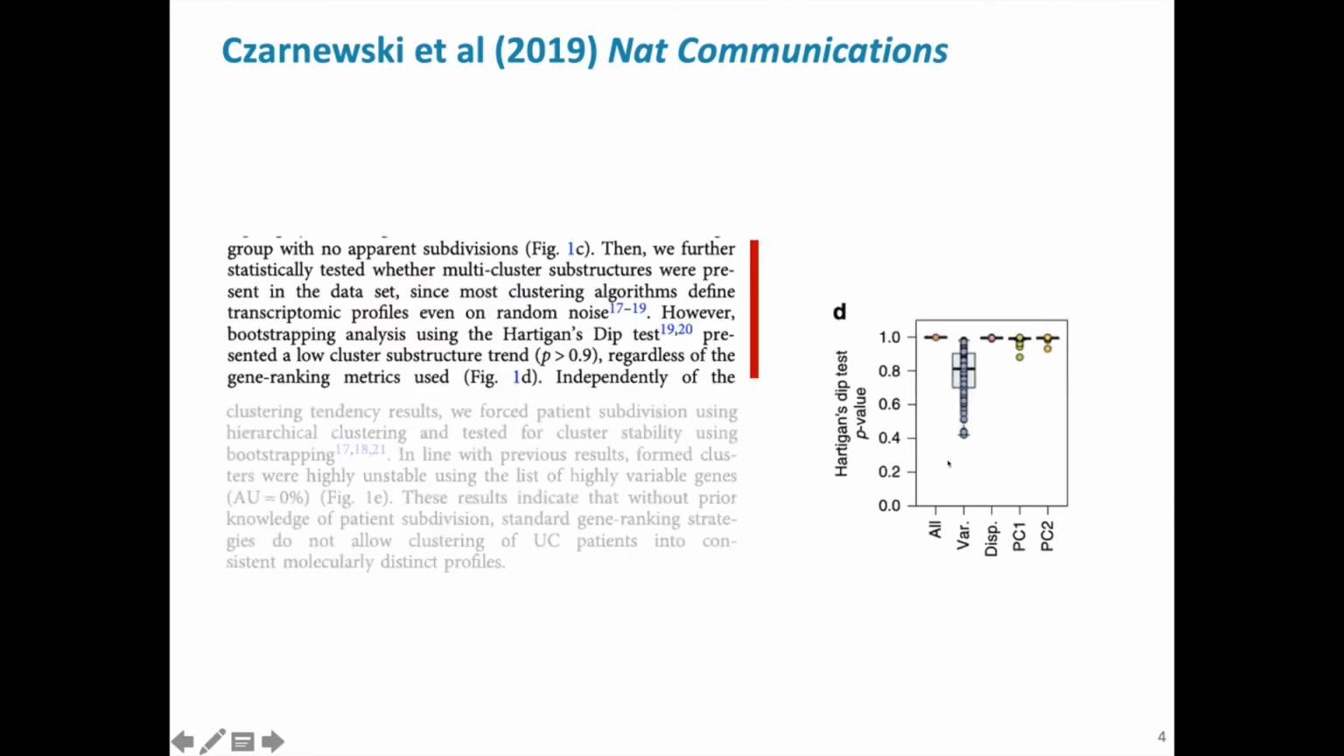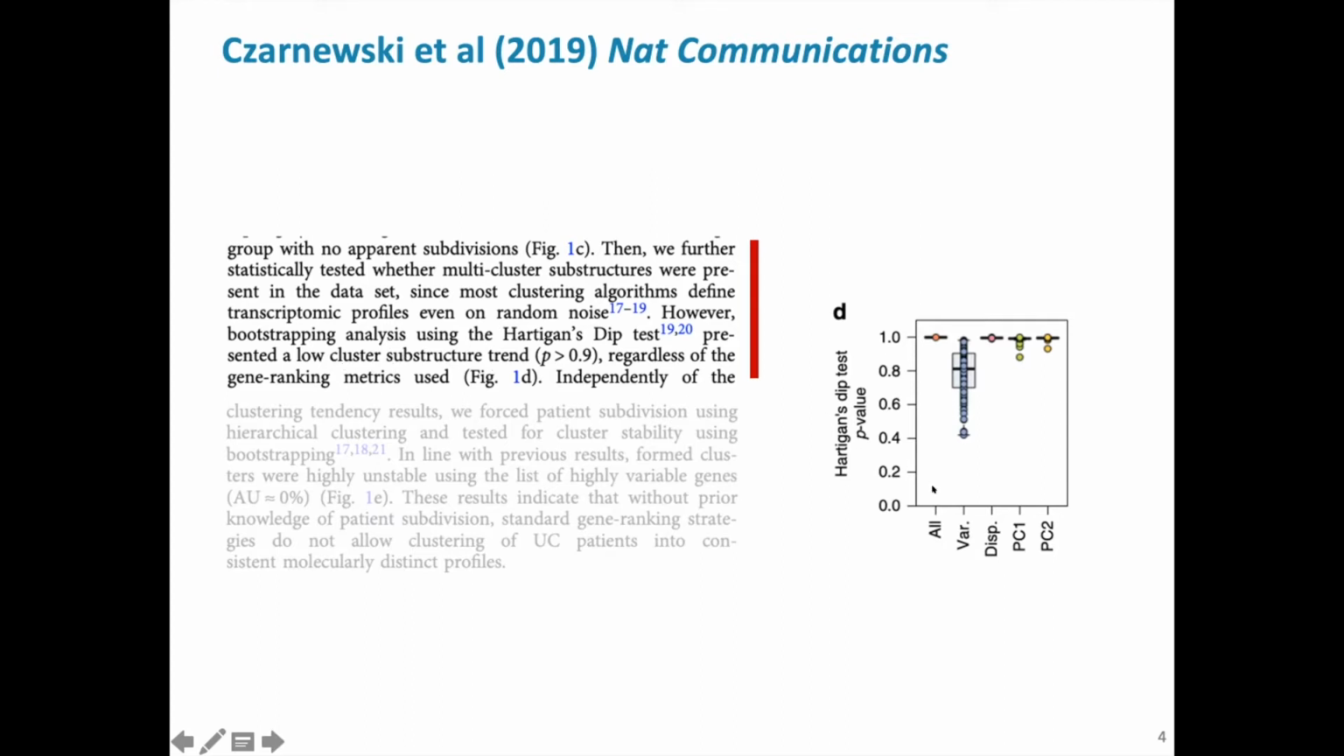And one part of the results of the paper: groups with no apparent subdivision, we further statistically tested whether multi-cluster substructures were present in the dataset, since most clustering algorithms define transcript profiles even on random noise. So you know from the clustering analysis that random noise will be clustered if you ask it to. However, bootstrap analysis, using another test to check if clusters exist, presented a low clustering substructure trend, regardless of the gene ranking matrix used.